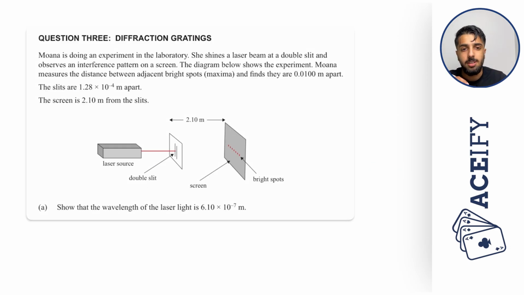Okay, question 3. Moana is doing an experiment in the laboratory. She shines a laser beam at a double slit and observes the interference pattern on a screen. The diagram below shows the experiment. Moana measures the distance between the adjacent bright spots, which are maxima, and finds they are 0.01 meters apart. The slits are 1.28 times 10 to the negative 4 meters apart, and the screen is 2.1 meters from the slits. Show that the wavelength of the laser light is 6.1 times 10 to the negative 7 meters.